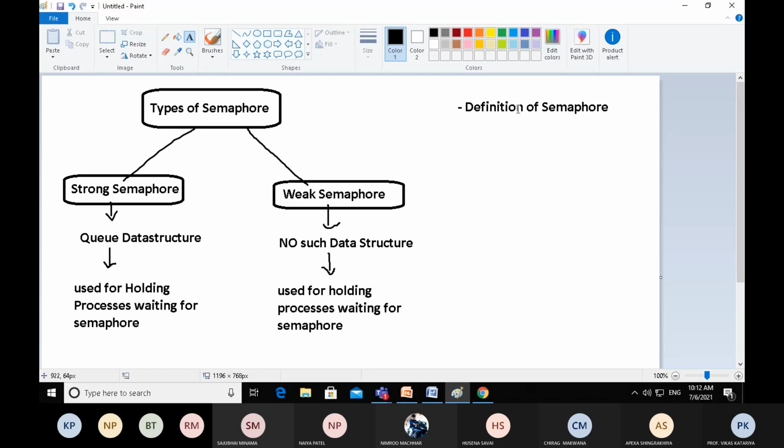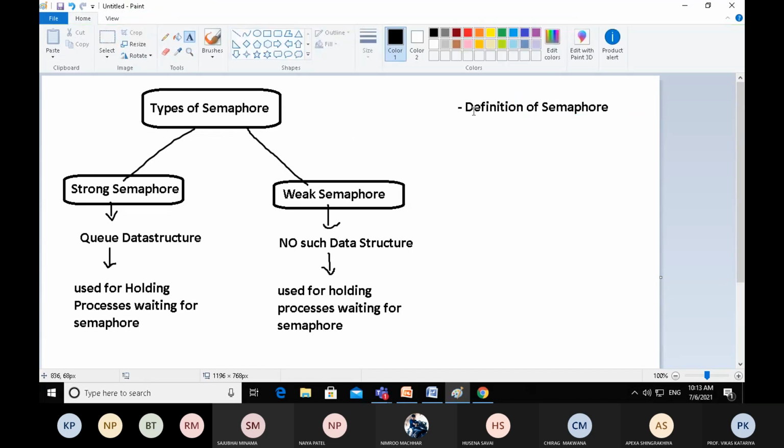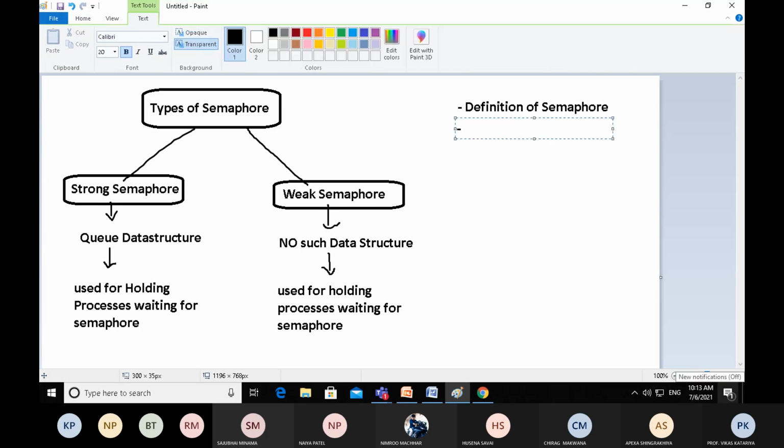So we have completed our topic semaphore, and you should know the definition of semaphore. Basic questions may be asked in GTU. So we are writing that question: definition of semaphore, and basic primitives of semaphore, in which you have to discuss strong and weak semaphore.